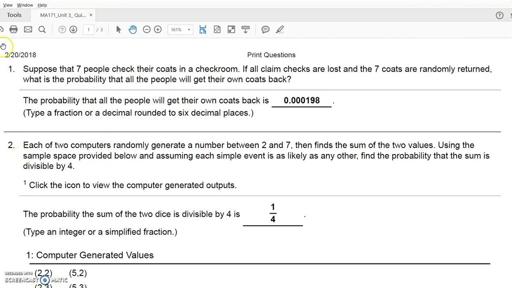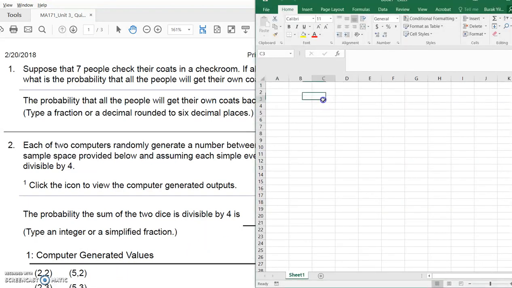Alright, let's jump in. The first question: you have 7 people checking their codes and the claim checks are lost. So what is the probability that all the people will get their own codes back? So we have 7 codes. Let's first determine the sample space. In how many different ways can you distribute these 7 codes to 7 people?